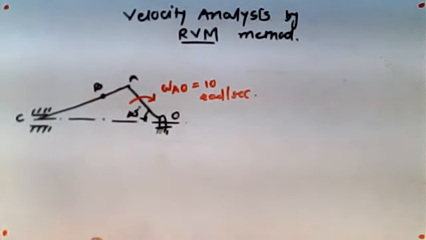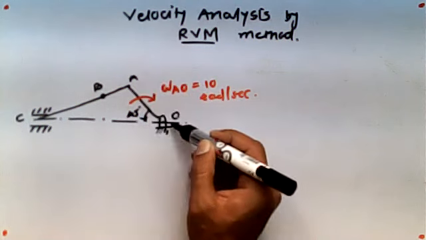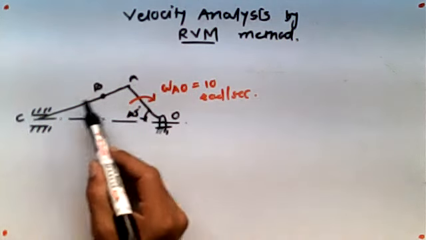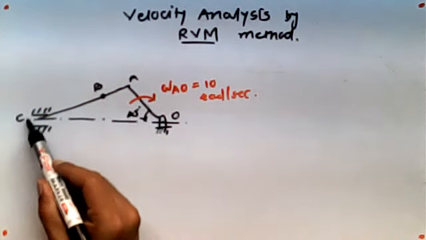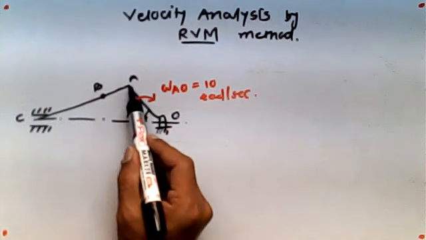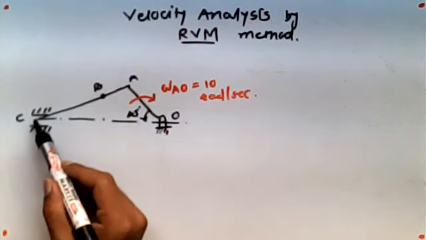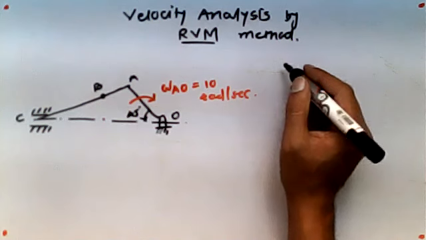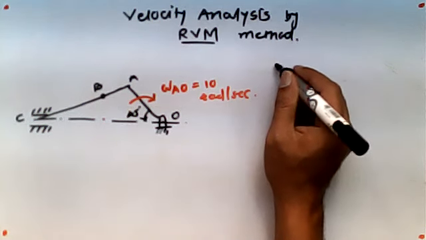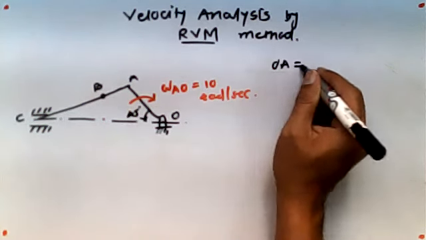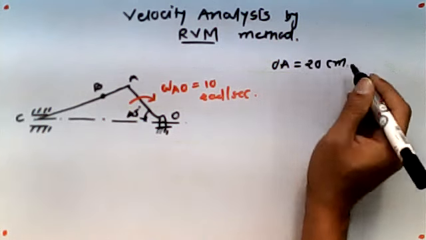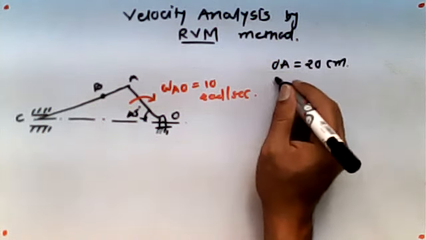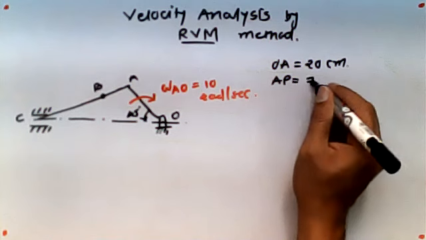Then these lengths are given. The length of the crank OA, then length of AC, then this AB, BC, correct? So this is given in the problem statement itself. Let's say OA is 20 centimeter. AP, that is, let's say 70 centimeter.